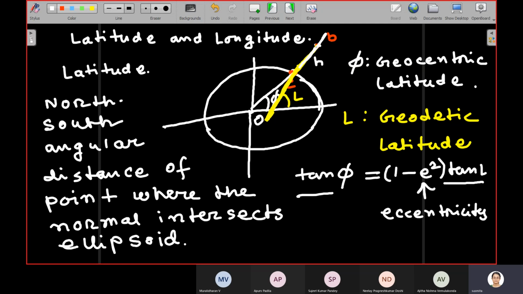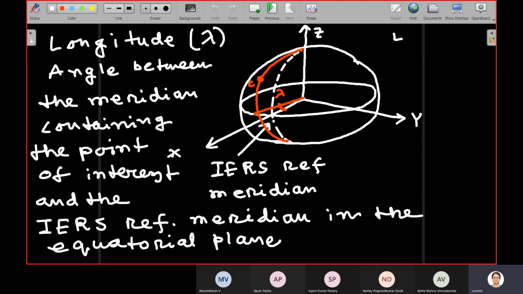Now we also noted that the north, east and down axes are actually a curvilinear coordinate frame. Therefore, latitude, longitude and height are called curvilinear position. Okay. So lat, long and height.